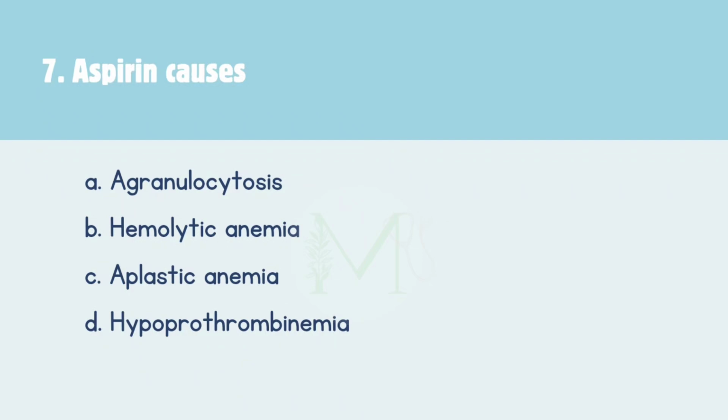Hemolytic anemia. This can occur due to drugs in individuals with G6PD deficiency. Aspirin in high doses may rarely cause it, but it is not a primary adverse effect. Aplastic anemia. This involves bone marrow suppression and is more associated with drugs like chloramphenicol, but not aspirin. The fourth option is hypoprothrombinemia.